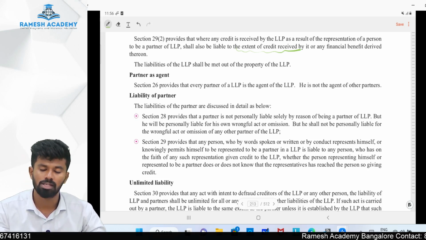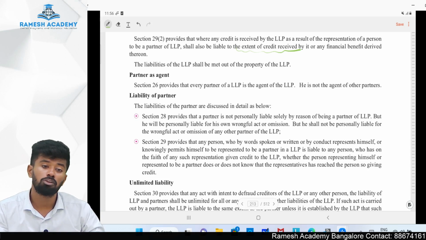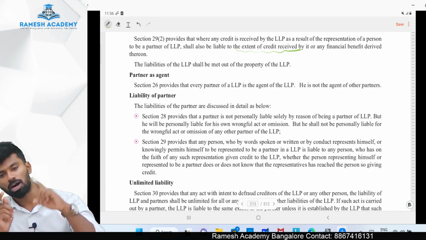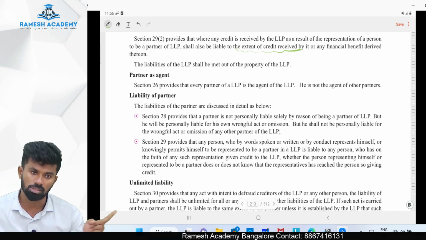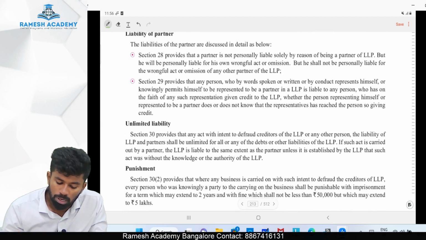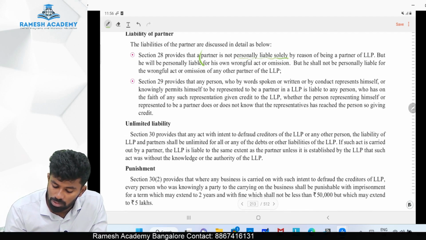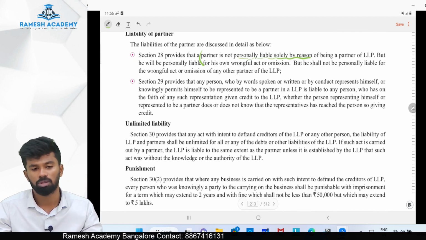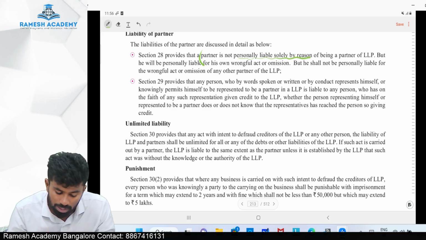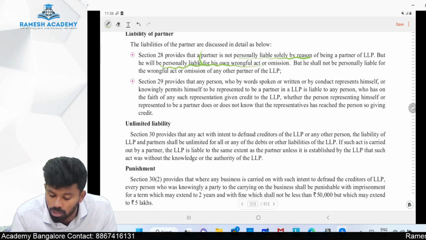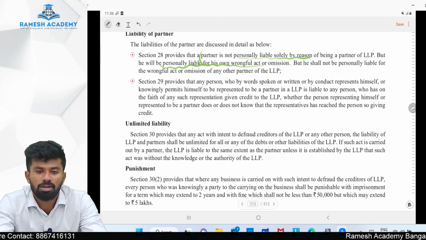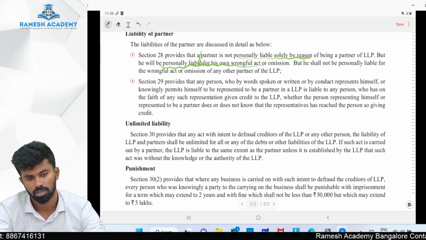Partners as agents. As I said, partners are the agents of whom? The LLP, for authorized acts only, not for unauthorized acts. But is a partner an agent of another partner? The answer is no. Liability of a partner. A partner is not personally liable solely by reason of being a partner of the LLP. Correct now? Because the liability of the partner is limited. But he will be personally liable for his own wrongful act or omission. While carrying on the partnership business, if he commits any wrongful acts, he is personally responsible.